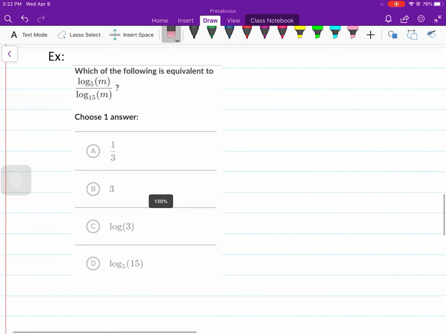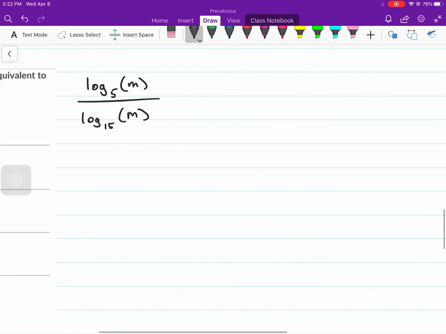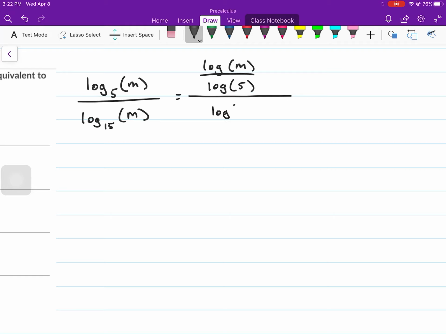Let's take a look at this example. A little bit more difficult now. So what we have is log base 5 of m over log base 15 of m. So we're going to have two different change of base formulas going on. We got one on the top, one on the bottom. So on the top we'll have log of m over log of 5. And on the bottom we'll have log of m over log of 15.